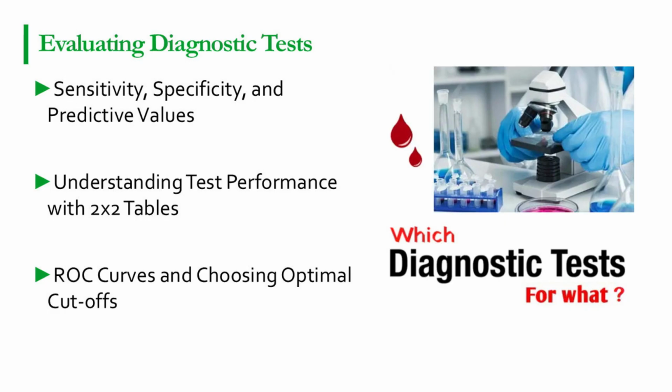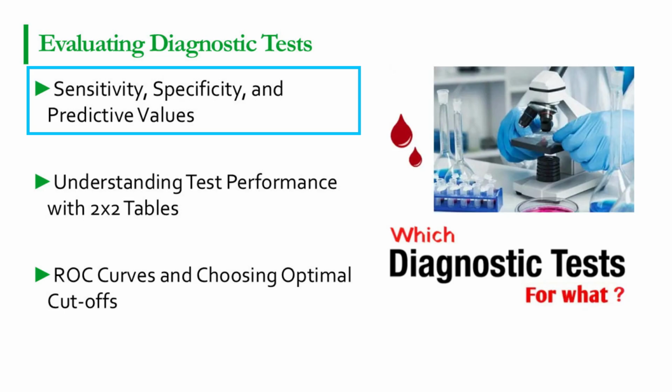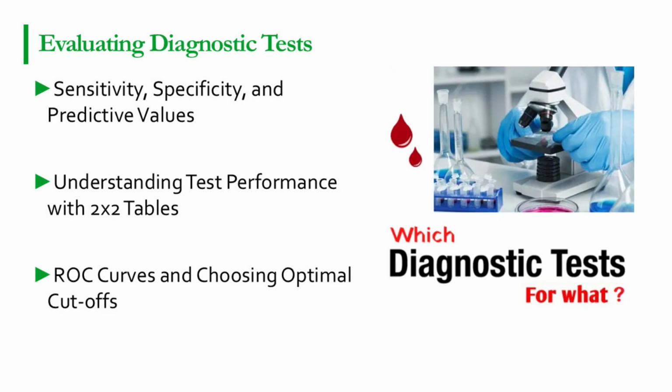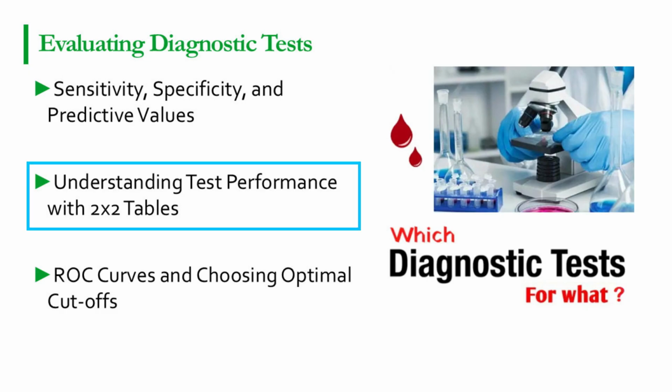A diagnostic test is not good in isolation. It is good for a purpose: screening, confirmation, prevalence estimation, or policy action. The structure for the session follows the same logic you would use in practice. Start by defining what good performance means with sensitivity, specificity, and predictive values. Then anchor those definitions in the 2x2 table, the preferred tool of epidemiologists.